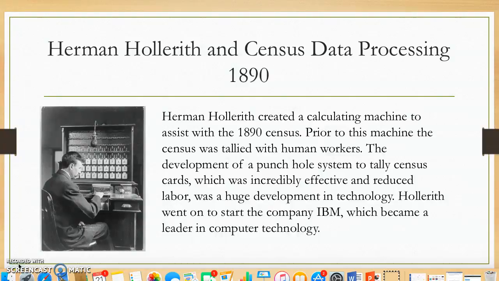The next machine we're going to discuss was created by Herman Hollerith, and it was created to process census data in the census of 1890 in the United States. Prior to this machine, the census was tallied by human workers. The development of a punch hole system to tally census cards, which was incredibly effective and reduced labor, was a huge development in technology. Hollerith went on to start the company IBM, which became a leader in computer technology and remains a leader in the technological world today.